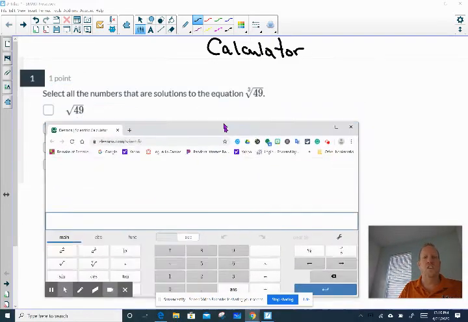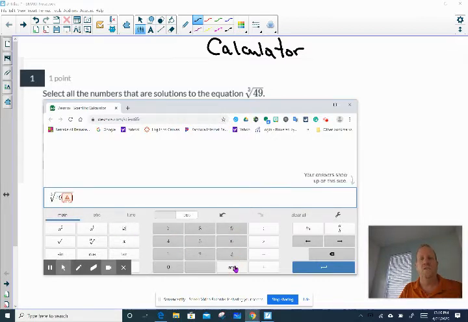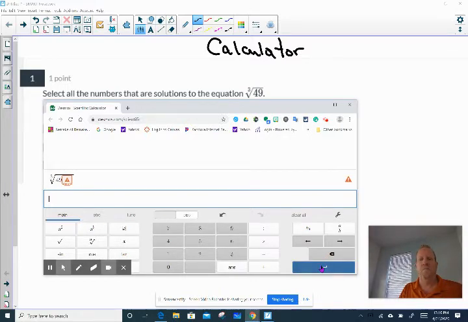The first question says, select all the numbers that are solutions, meaning they're exactly the same as the cubed root of 49. So I'm going to hit this button right here, and I'm going to put the 3 there, and then I'm going to click 49, and then get my answer. Whoops. Back up a little bit. Let's try it again. As I see, it gave it to you just as we did it. Didn't even have to click answer 49, and there's my answer 3.65930.